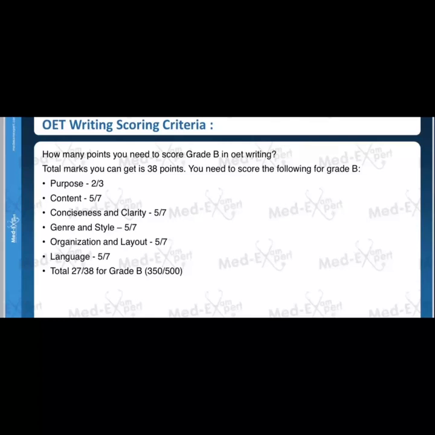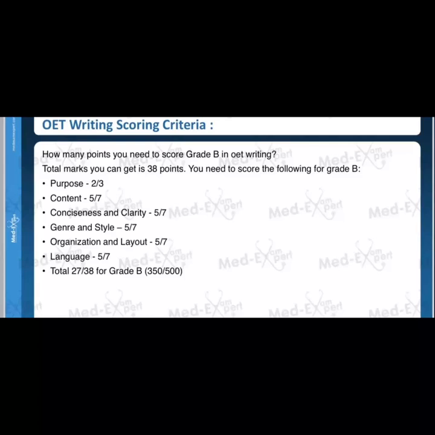Clarity again carries 7 marks. Genre and style occupies 7 marks. Organization and layout, 7 marks. And language, 7 marks. So if you are scoring 27 out of 38, you can get grade B, which means 350 out of a total 500.